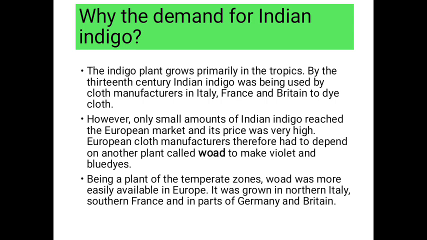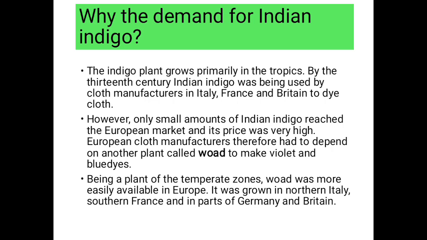The earth is mainly divided into three different heat zones that we already discussed in sixth standard: temperate zone, torrid zone, and frigid zone. The regions lying between the Tropic of Cancer and the Tropic of Capricorn are categorized as tropics. India, in particular, is the best suitable region for the growth and cultivation of indigo. Because of that, Indian indigo was used by many cloth manufacturers from Italy, France, and Britain for making dye for the cloth.